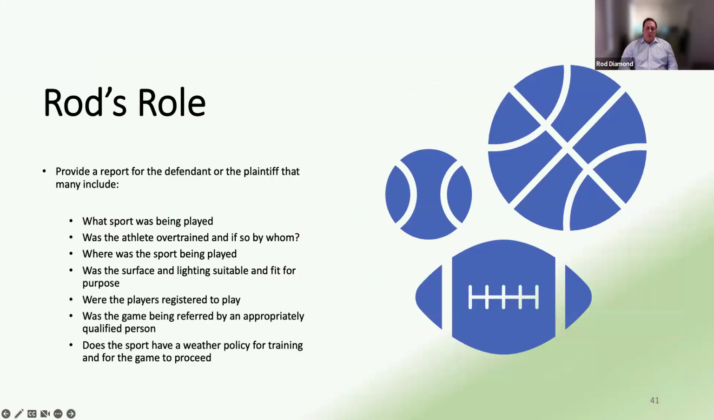So my role to provide a report would be asking those types of questions. What sport was being played? Was the athlete overtrained? What surface or what lighting was provided? Were the players registered to play? And was the game being refereed appropriately by a qualified person? So obviously the amateur level. And does the sport have a wet weather or a heat weather policy for training and playing?